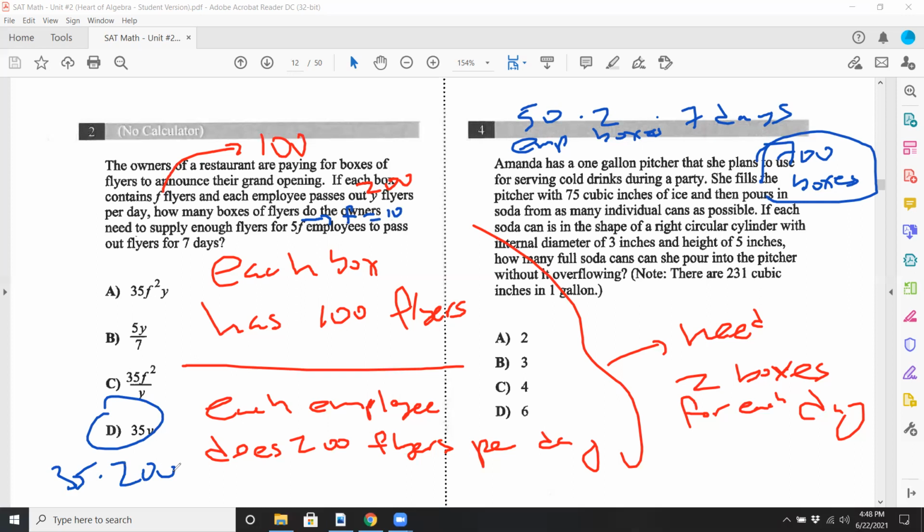50 employees. How many boxes of flyers do they need? 5F flyers per day. Each box. Flyers for 7 days. I'm not sure what I'm doing wrong because it should come out to being D. And it's kind of driving me nuts. Hold on a sec. Each box is 100 flyers. Each employee passes out 200 flyers per day, so you need 2 boxes. 5F employees.